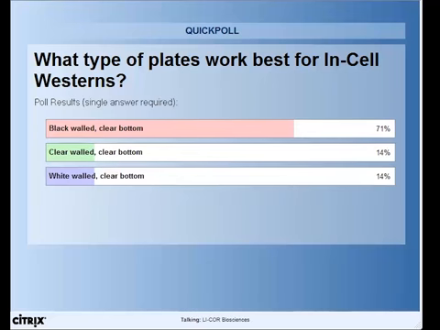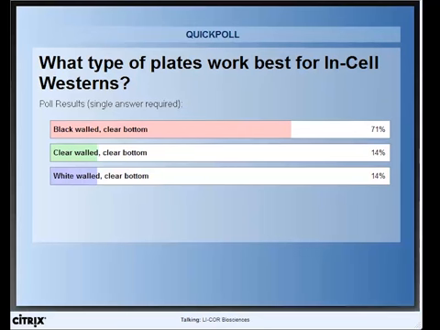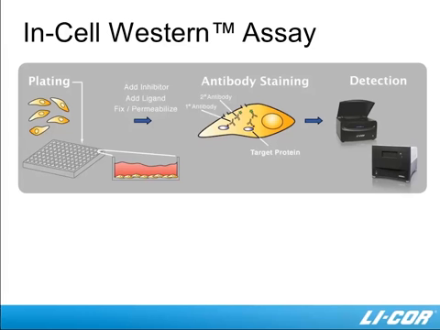Great. Well, it looks like we have a lot of good answers. Really, with the In-Cell Western, there's no wrong answer here. All three can be correct. What we were trying to get at is some plates might be optimal or better for your experiments and better for your data than other plates.